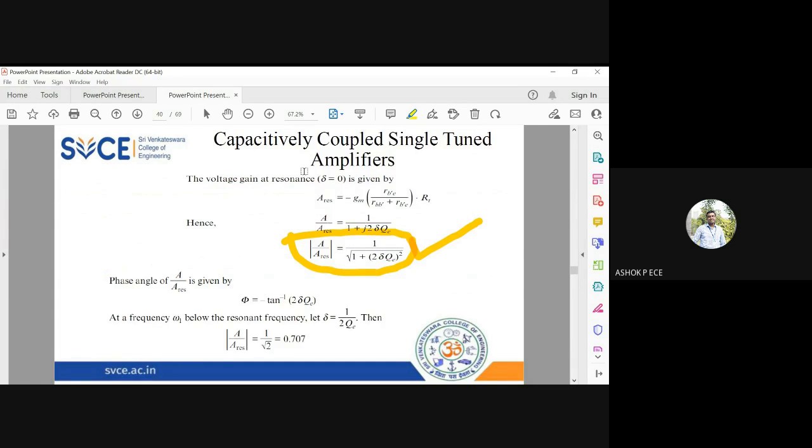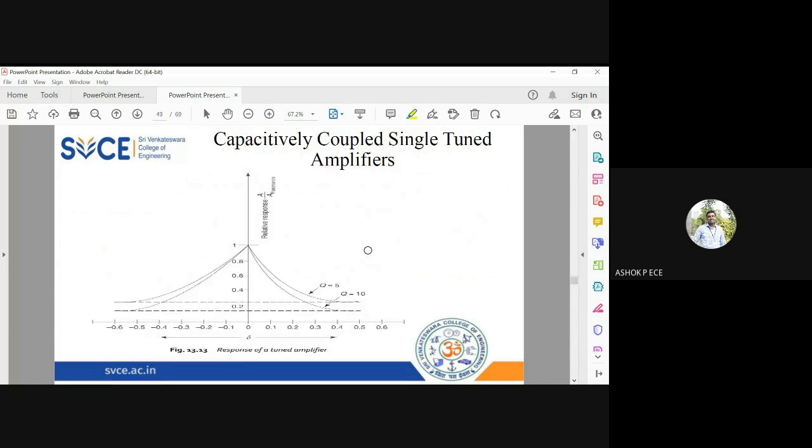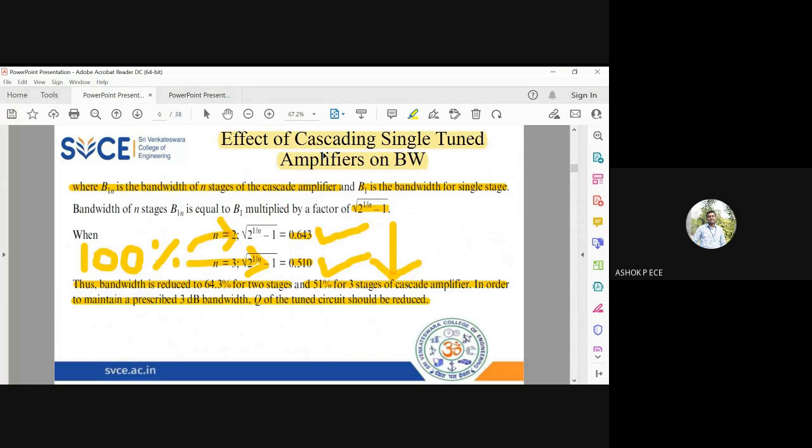I have told you how important single tuned amplifiers are from the exam point of view, so study it carefully. The effect of cascading is not required for the single tuned amplifier question. When that question is asked, you have to stop with the bandwidth expression and draw this graph. This is a separate question which might be asked for 6 marks or 8 marks: what is the effect of cascading?